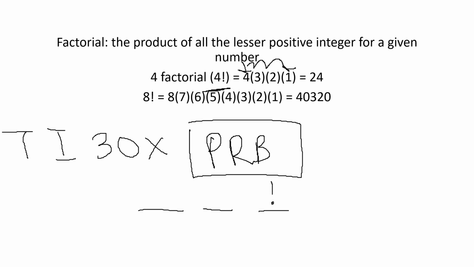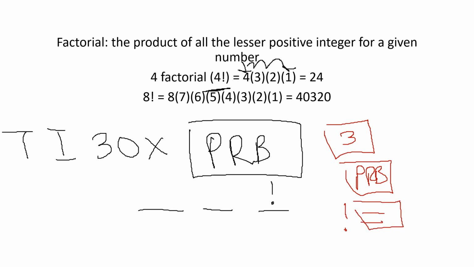So if I wanted to enter 8 factorial on this calculator, I would type in my 8. It's my first button I'm going to press. Then I'm going to press the PRB button, which is a probability button. Then I'm going to tab over and select the exclamation point. Then I'm going to hit equals, and that will put it on the screen, and then you hit equals.